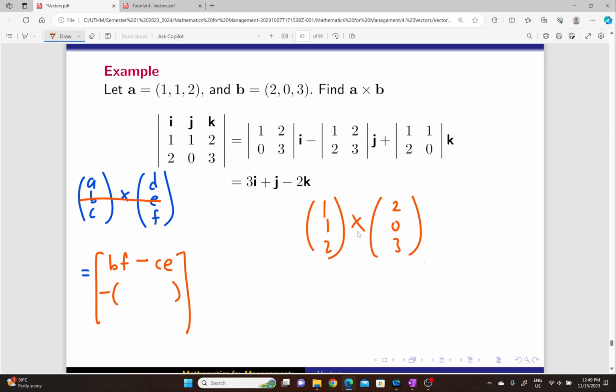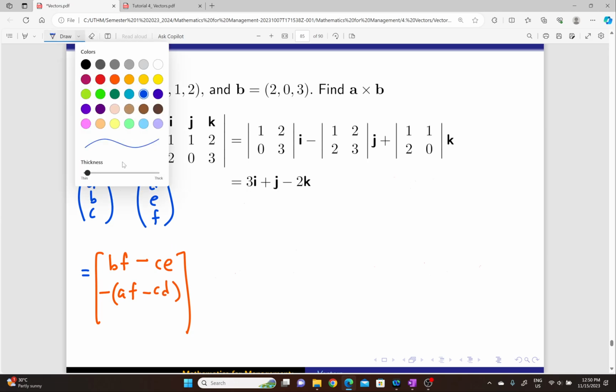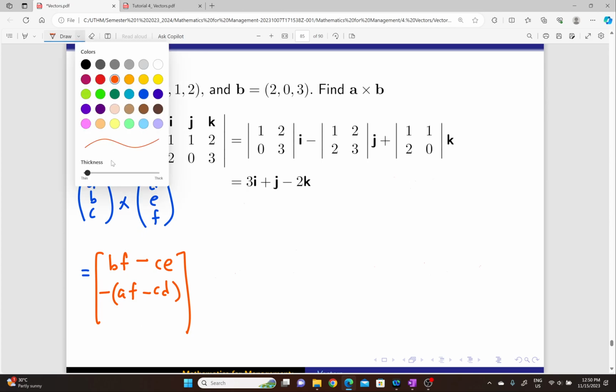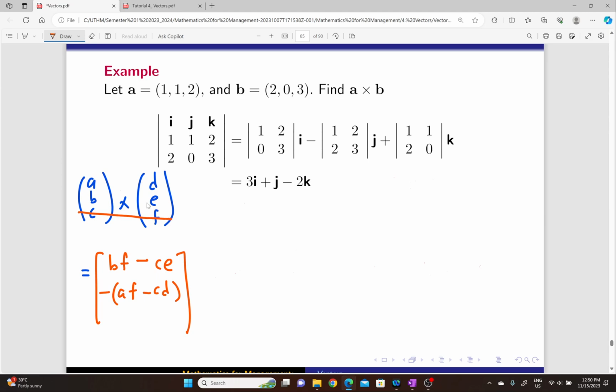1 1 2 2 0. So if I cancel this, yeah. Okay. So AF minus CD. For you to get the last one is a normal thing, same thing. Cancel this last one. What is left? AE minus BD.